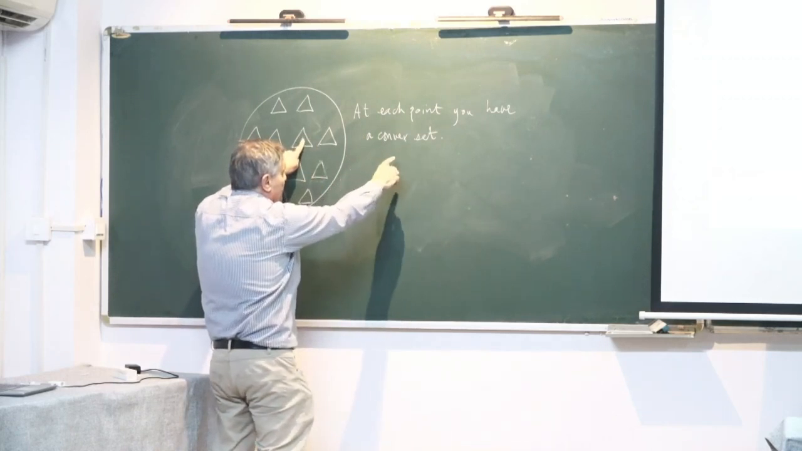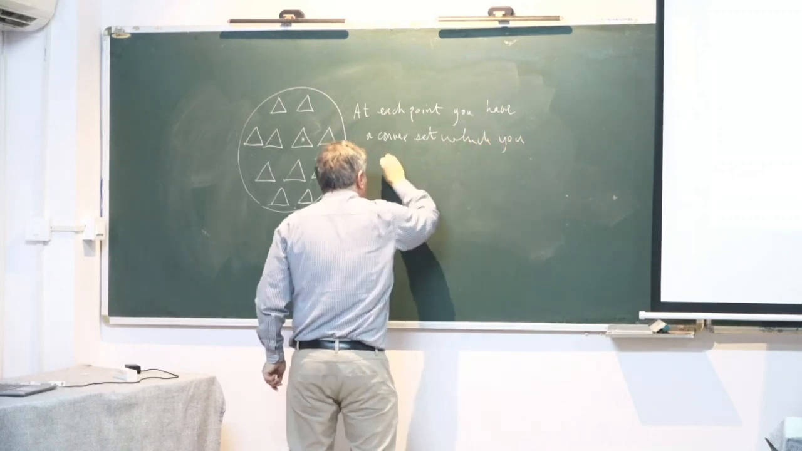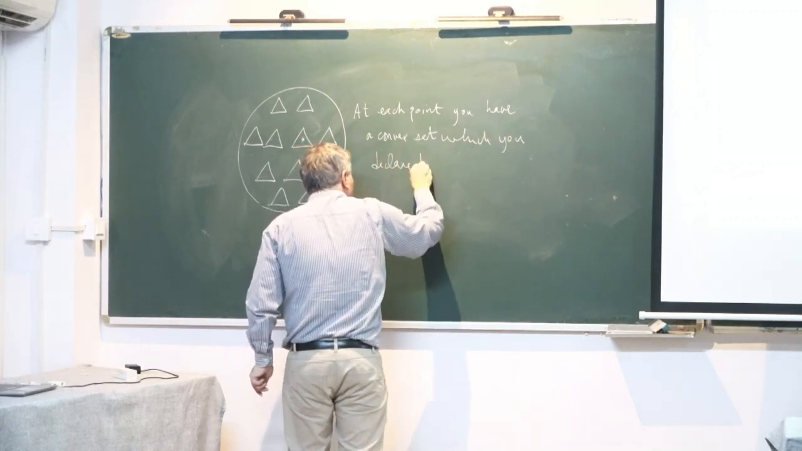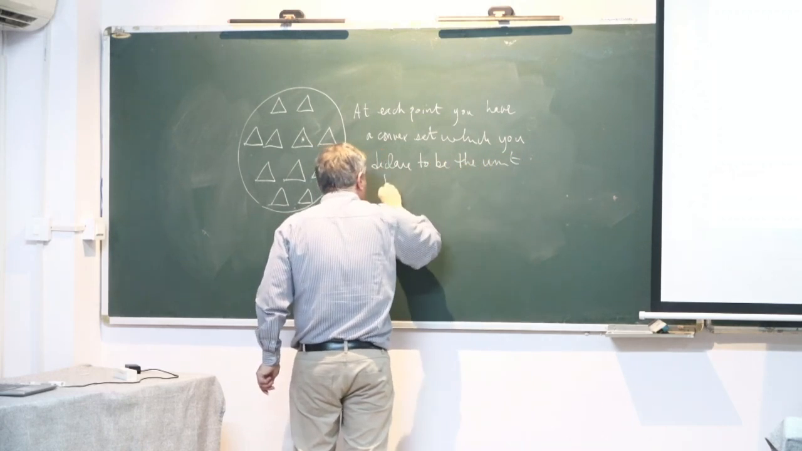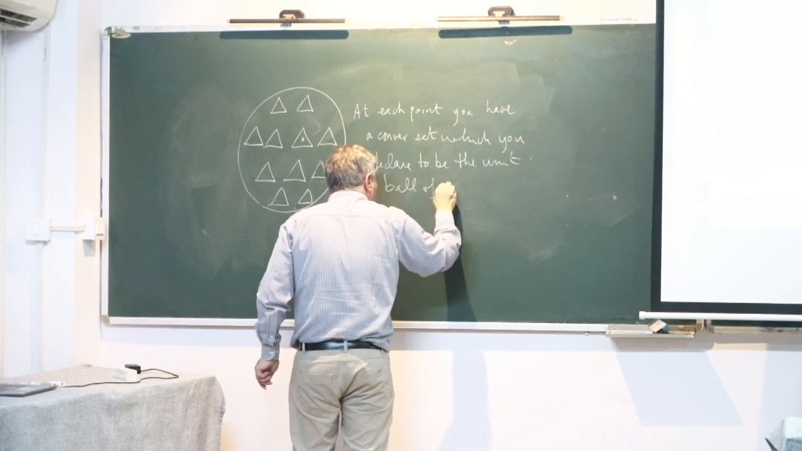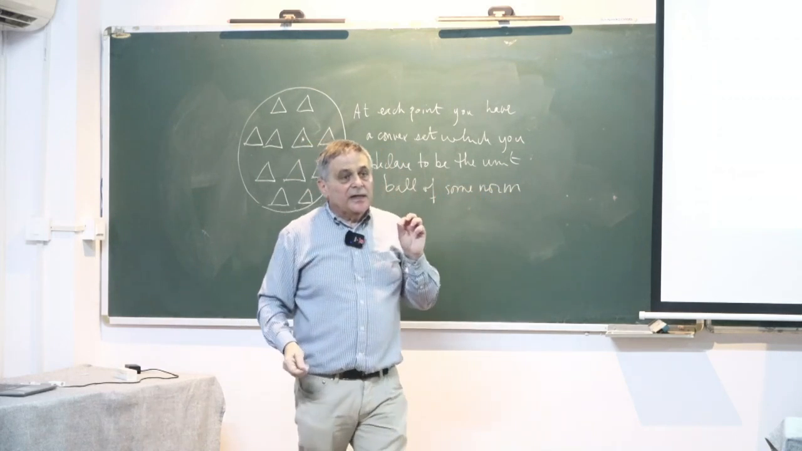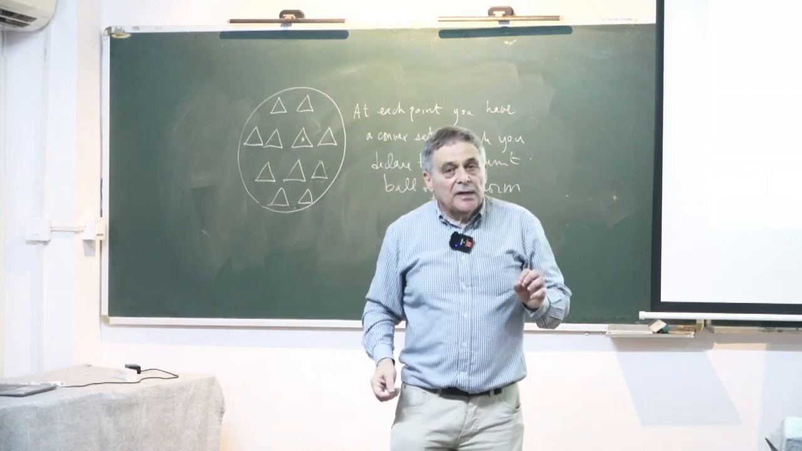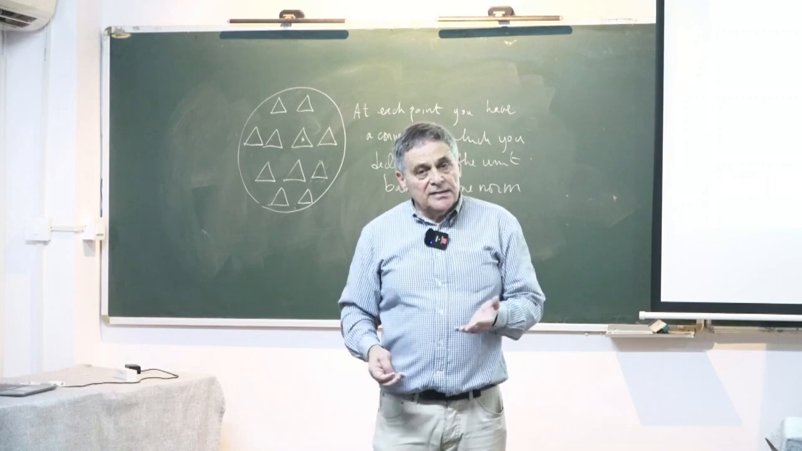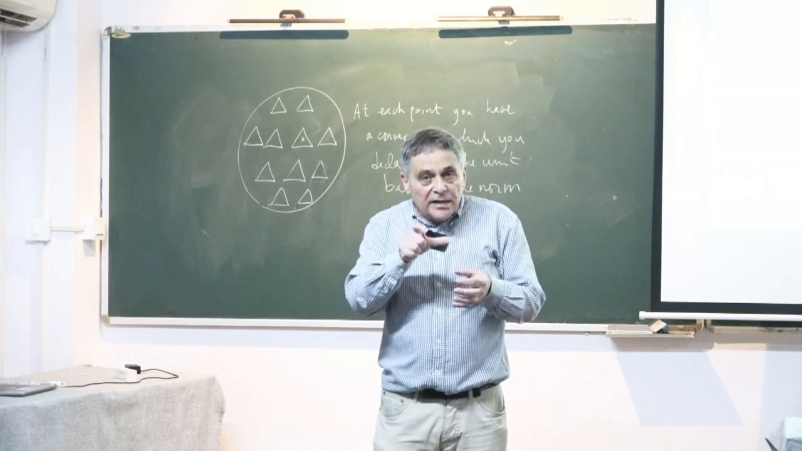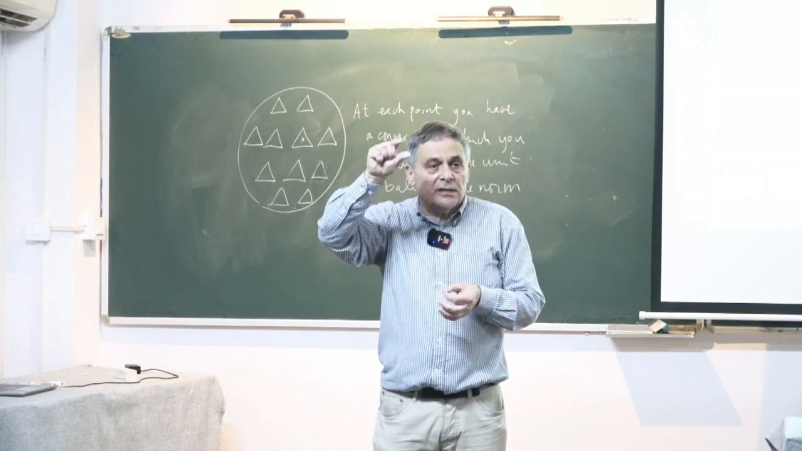At each point, you have a convex set which you declare to be the unit ball of some norm, and it means now that at each point I can say what is the measure of a vector, right?